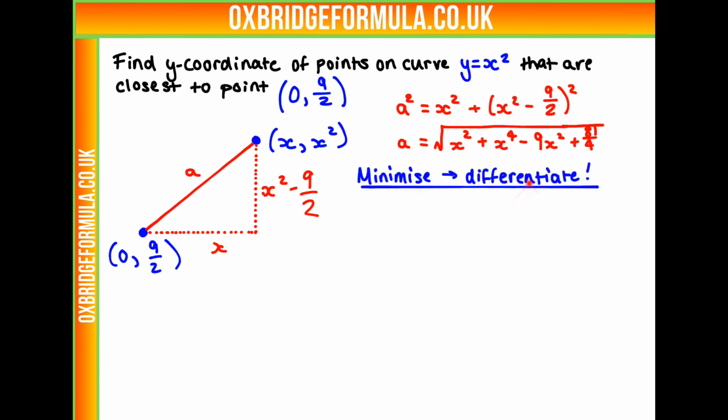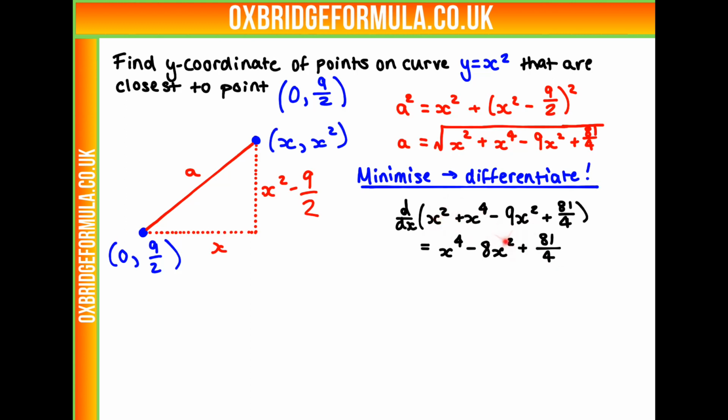Well, if we're trying to minimise it, we need to differentiate. That's how we're going to find our minimum points. So let's differentiate our expression for a. And because our square root here is an increasing function, minimising just what's in the square root is the same as minimising the whole thing. So I'm just going to take the square root out. So this is what we're differentiating here: x squared plus x to the power of 4 minus 9x squared plus 81/4. And I can just make these simpler. So it's x to the power of 4 minus 8x squared plus 81/4. So have a go at differentiating this and see what you can get.